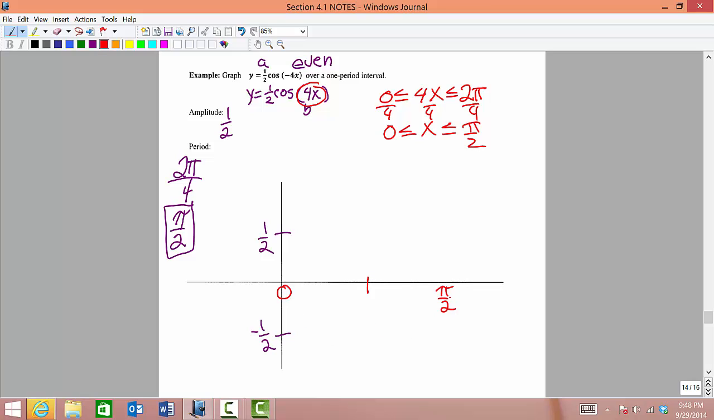0 plus pi over 2, and then multiply that by 1/2, we get pi over 4. 0 plus pi over 4, add those together and multiply by 1/2, we get pi over 8.